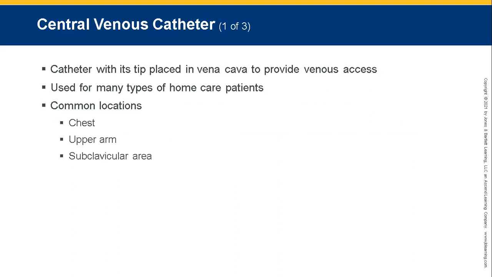Central venous catheter. This is a catheter with its tip placed in the vena cava to provide venous access. Used for many types of home care patients. The common locations for this device are the chest, upper arm, and subclavicular area.